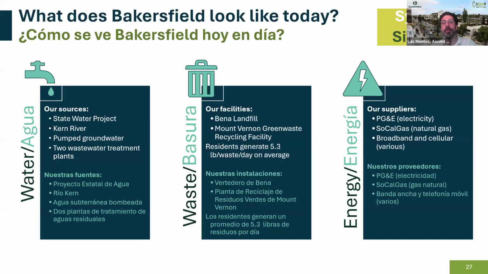The city provides solid waste services as well, with solid waste being transported to the Baina landfill. The Mount Vernon Green Waste Recycling Facility recycles organic materials, and they do this through composting. And then the average Bakersfield resident generates 5.3 pounds of waste per day, and that goes to the Baina landfill.